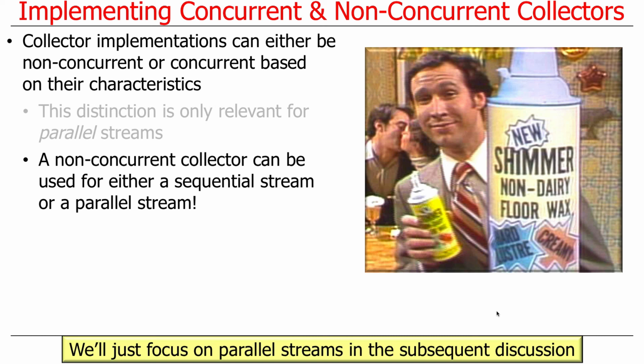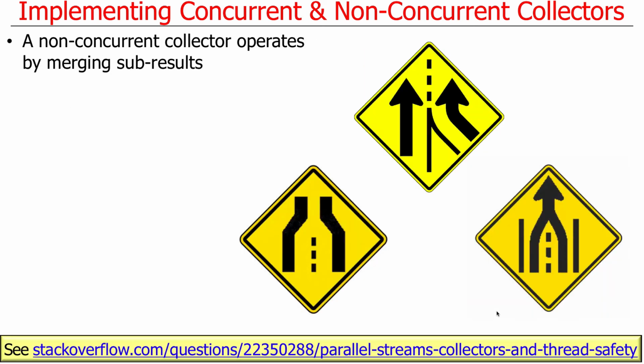The reason I have the Shimmer non-dairy floor wax is that in that famous Saturday Night Live episode, they say, Shimmer, it's a dessert topping, it's a floor wax, right? So it's two things in one. A non-concurrent collector is useful for sequential streams and useful for parallel streams. It's two things in one. In all this discussion we're about to have, we're going to focus on parallel streams. We'll ignore the non-parallel streams because it's just not interesting.